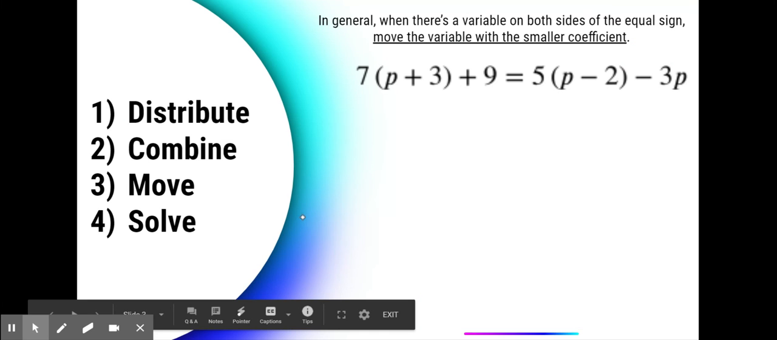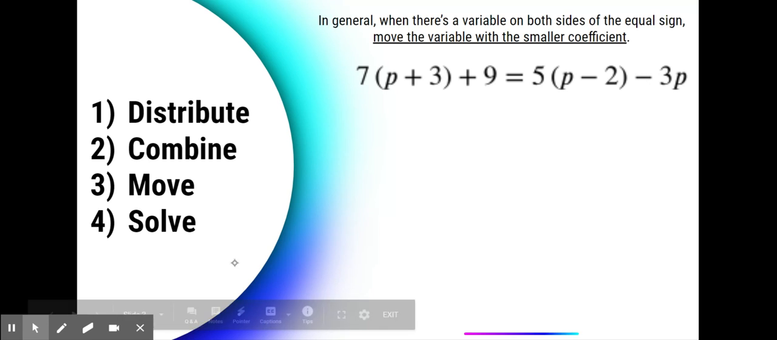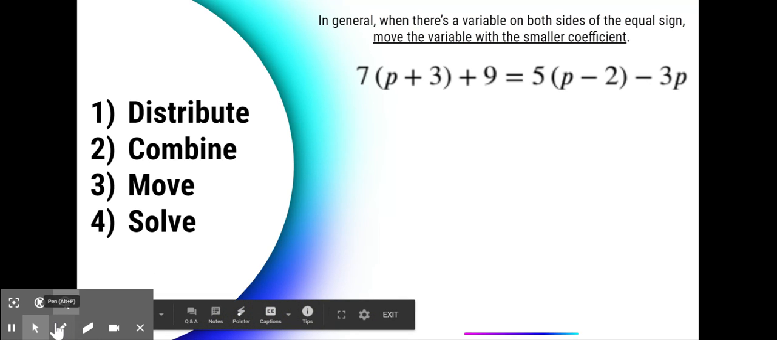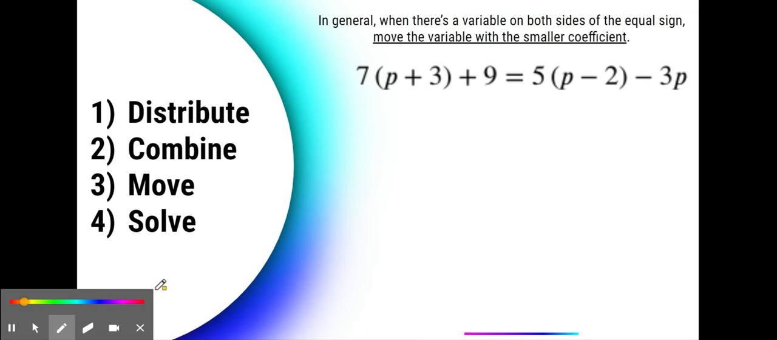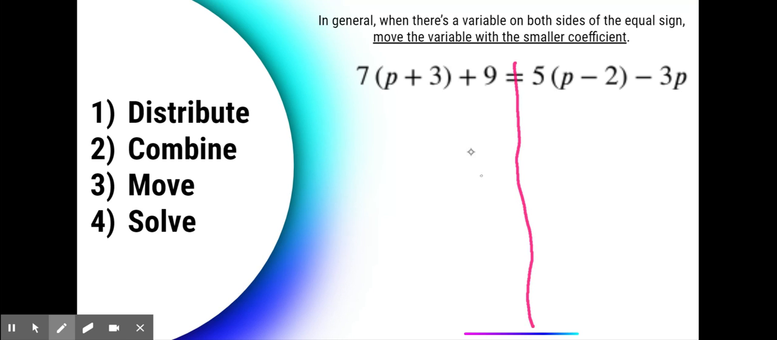So here's our first one: 7 times the quantity p plus 3 plus 9 equals 5 times the quantity p minus 2 minus 3p. I'm going to suggest for these, this will be pretty important to keep you from getting confused, that you find that equal sign and draw a line, okay? Because we need to focus sometimes on just the left side and sometimes on just the right side of that equal sign. So our first step, just like it has been with multi-step equations, is to distribute.